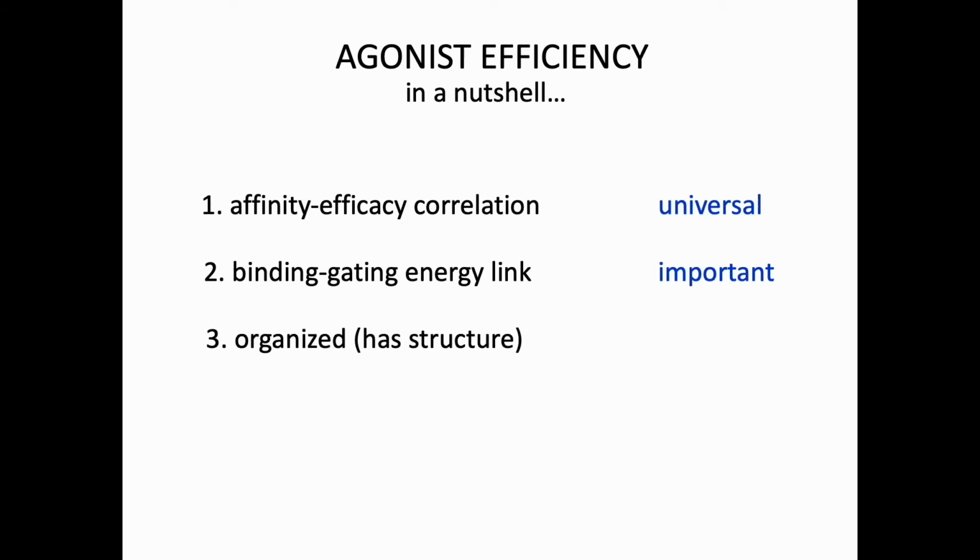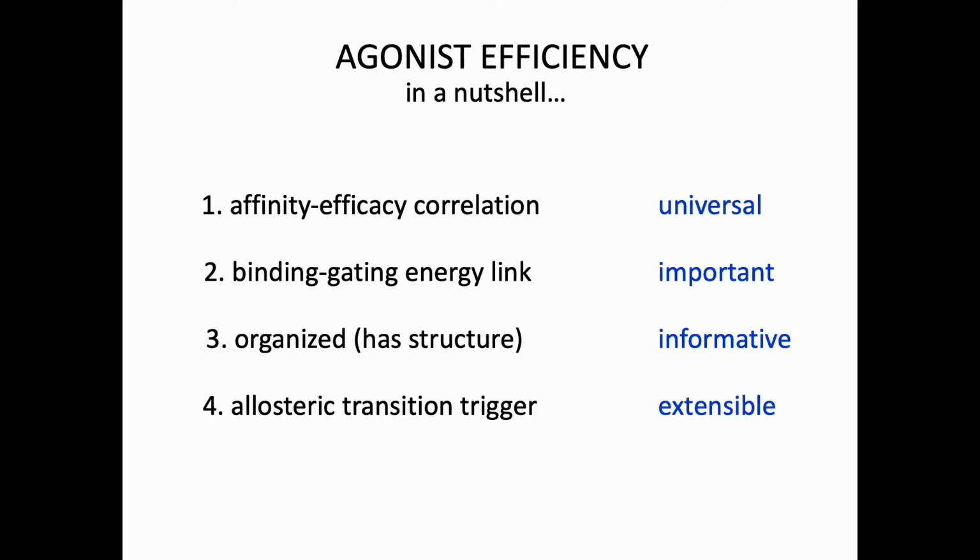Number 3, it is organized. It has structure, meaning it is patterned, and anything that is patterned has information. So it is informative, and that's what we're trying to find out: the information that it's telling us. And the fourth reason to study agonist efficiency is because it is the trigger for the allosteric transition of the receptor. And in that sense, what we learn about efficiency we think can be extended to other aspects of receptor activation.